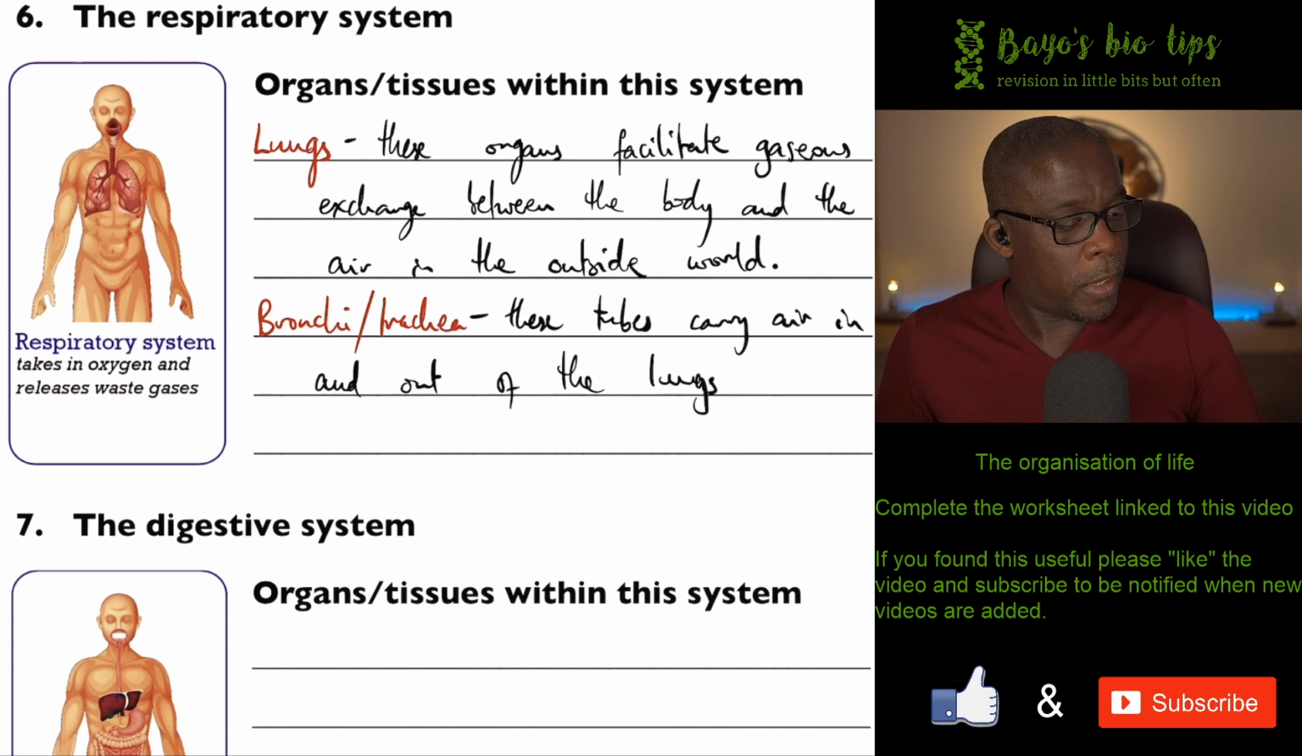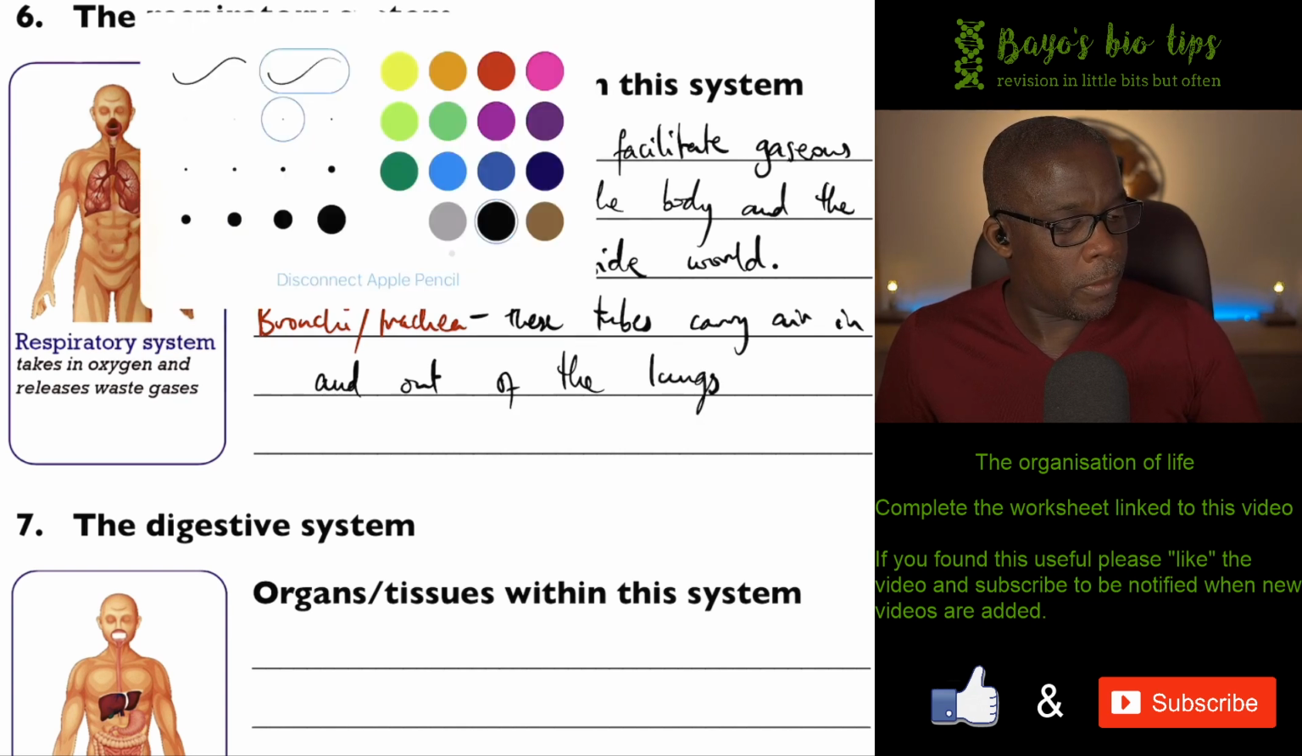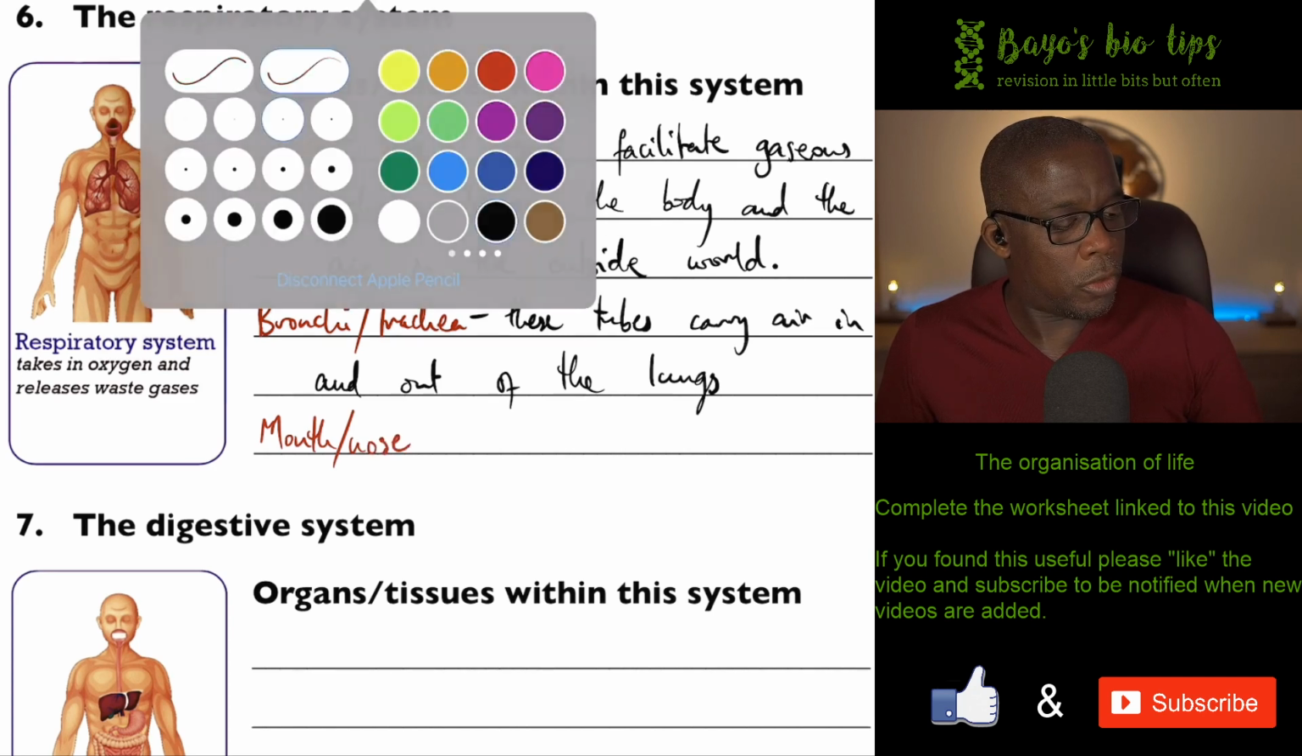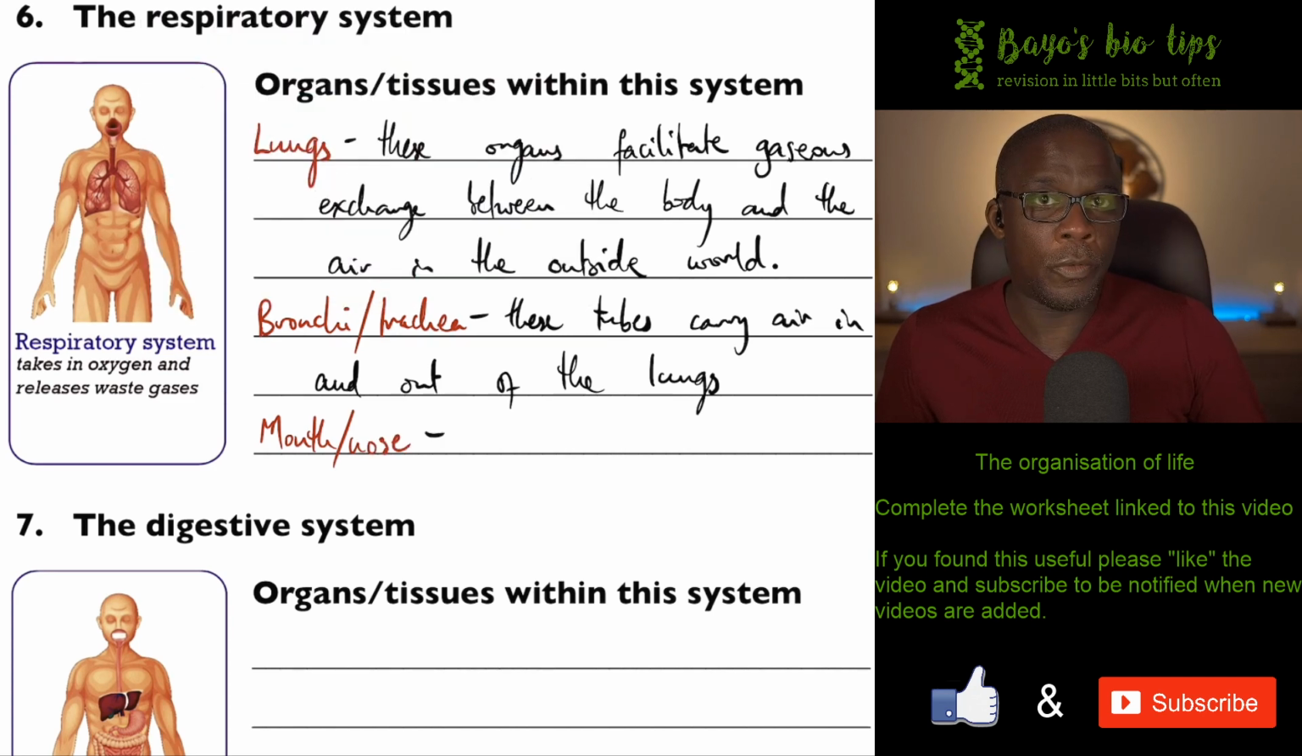And then finally, we've got the mouth and nose, which are the openings through which gas goes in and out of the body. So openings for movement of air. So that's the respiratory system.